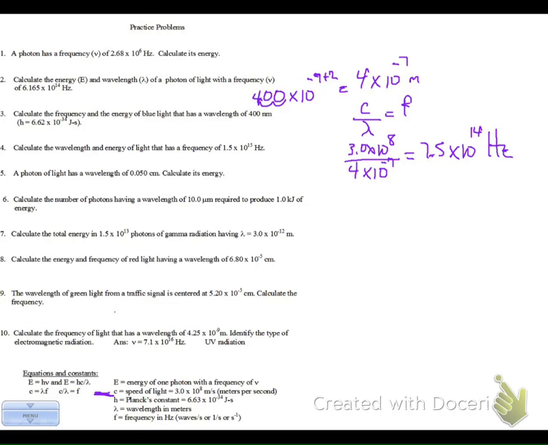Okay, and then in number 3, the second part where we want to find the energy, E is equal to Planck's constant, 6.626 times 10 to the minus 34, times the frequency. Now that we've got the frequency calculated, we can just use that number, 7.5 times 10 to the 14th. And that gives us an energy of this blue photon, or blue light, of 4.97 times 10 to the minus 19th joules.